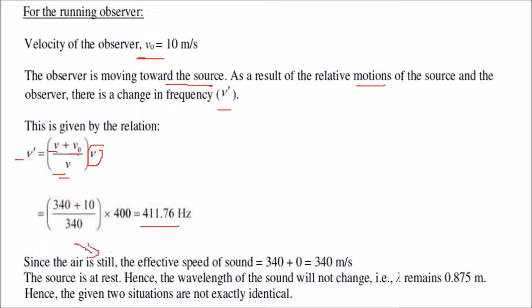And since the air is still here, the effective speed of sound will be 340 plus 0, air is still here, so it will be 340 meter per second. The source is at rest, so the wavelength of the sound is not going to change. Lambda will remain as 0.875. So these two given situations are not exactly identical, they are different.